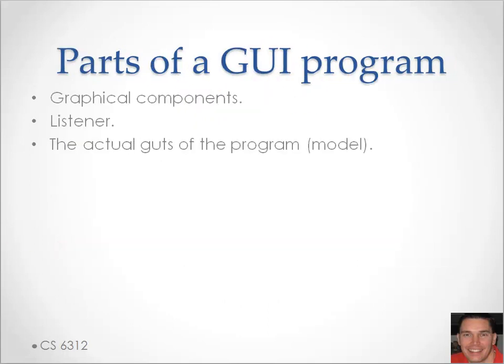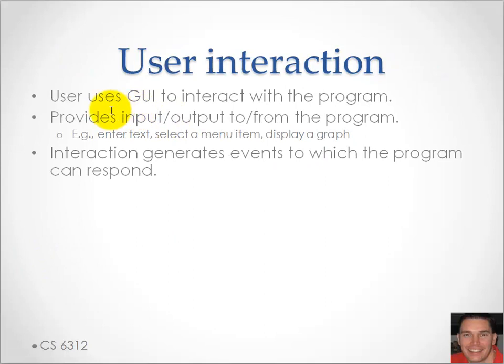Now, as we talk about parts of a GUI program, there are three main parts. We have our graphical components, the things that you can interact with and see in your application. There's the listener, and then there's the actual guts of the program, which we call the model. So the user interaction comes about by creating a GUI, which allows the user to have input into the program and then see output from the program.